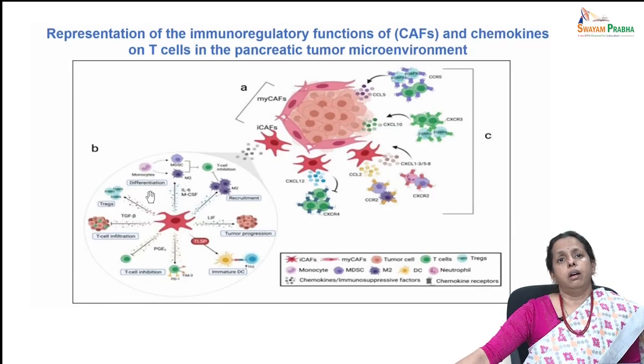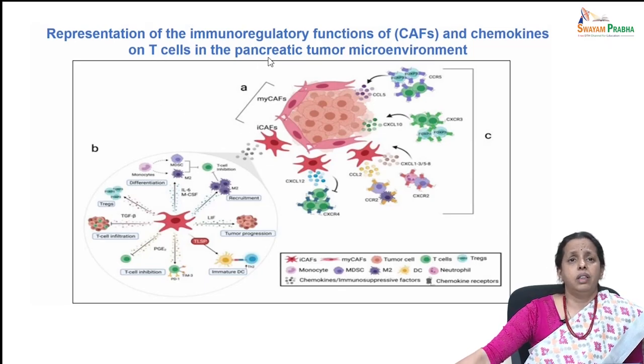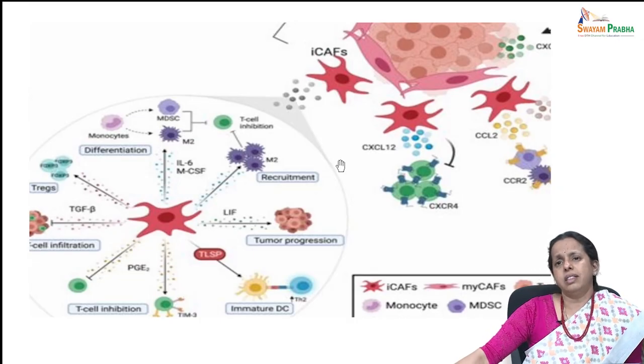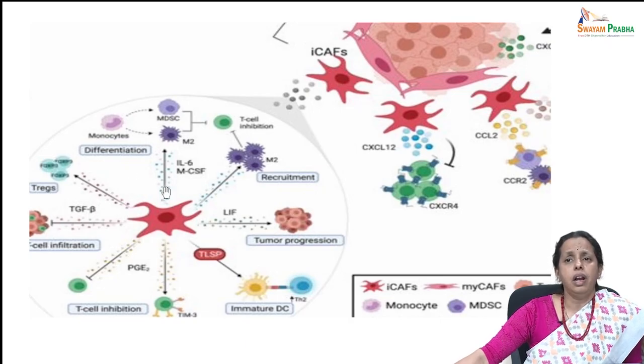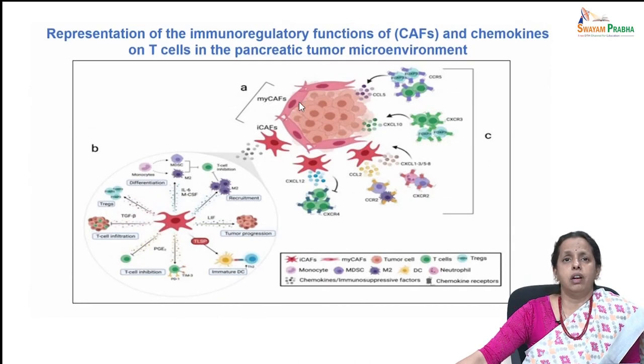Coming back to our tumor microenvironment, let's briefly discuss the pancreatic tumor microenvironment. As I said, you have your tumor cells. Maybe let me highlight this for you, each one at a time. What is CAF? Your cancer associated fibroblasts. Please remember, there are different subsets of cancer associated fibroblasts. MyCAFs are myofibroblastic cancer associated fibroblasts, which are close to the tumor nest, and they usually suppress tumor cellular growth.